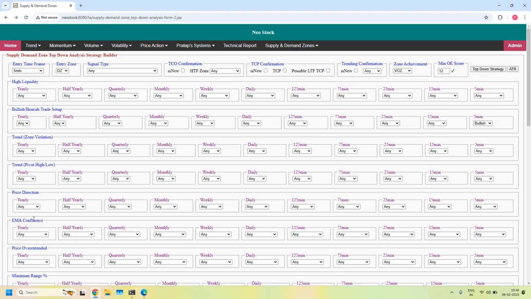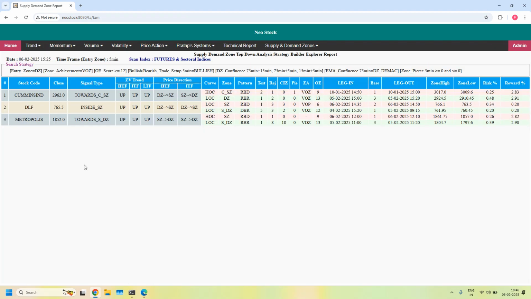So in the EMA confluence at 75 minutes time frame, I am setting the filter 75 minutes demand zone having daily EMA confluence. With this filter, we got 3 stocks. So these 3 are even more high probability trade setup 5 minutes demand zones. Okay, this is about bullish trade setup for hourly income trade.